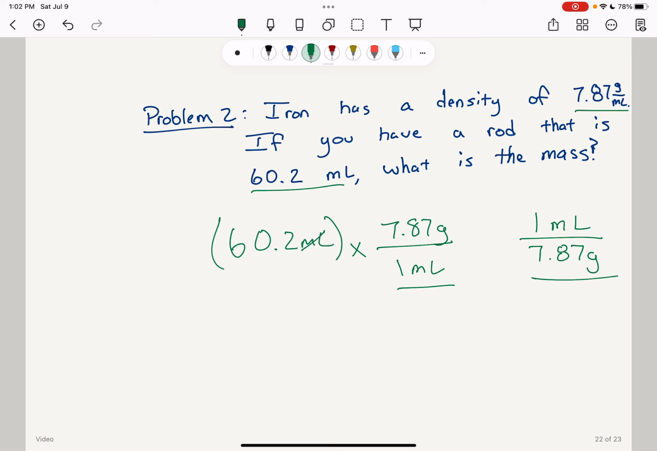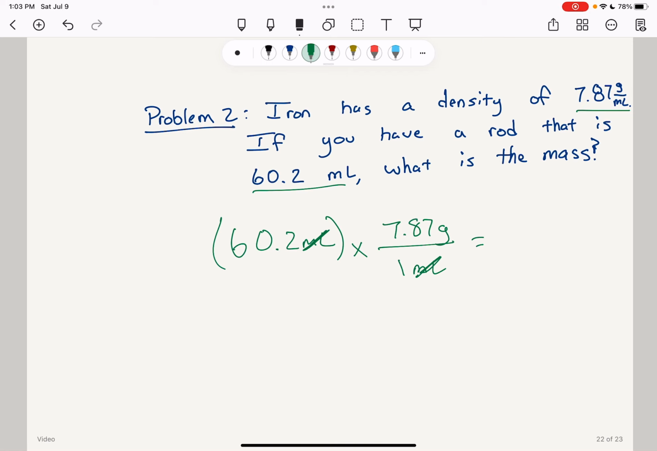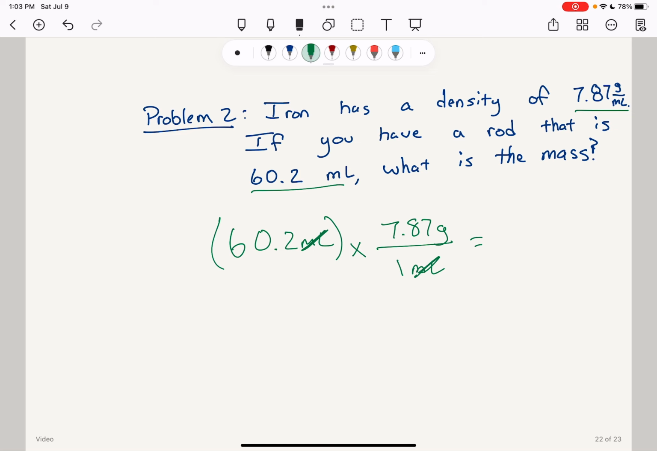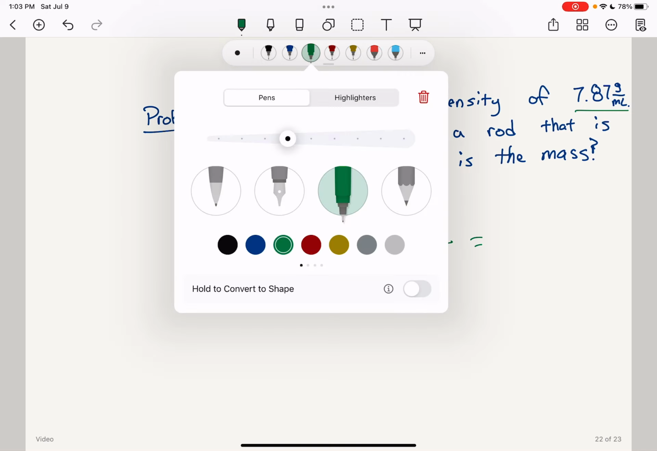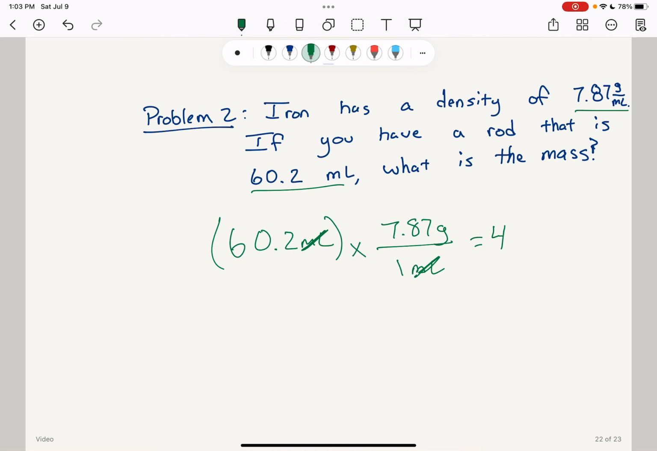And again, I'm looking to cancel this. So this milliliter is in the numerator. I need to find milliliters in the denominator. Oh, there it is, which means that this one is incorrect. In this case, it's easy. 60.2 times 7.87 is equal to, I'm going to round this to the correct number of sig figs, 474 grams, because that is what is uncanceled, like so.